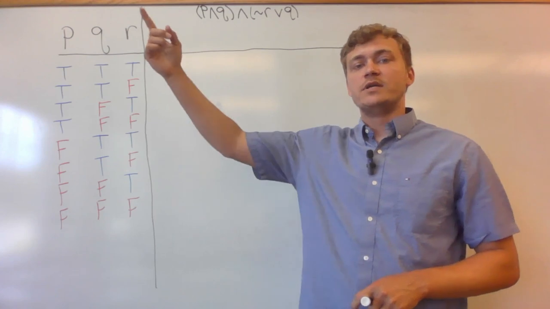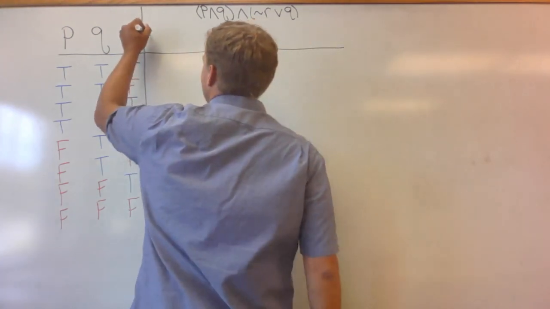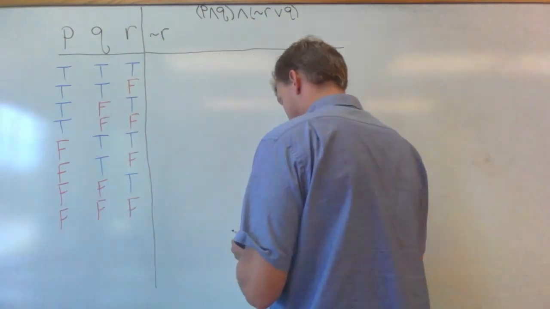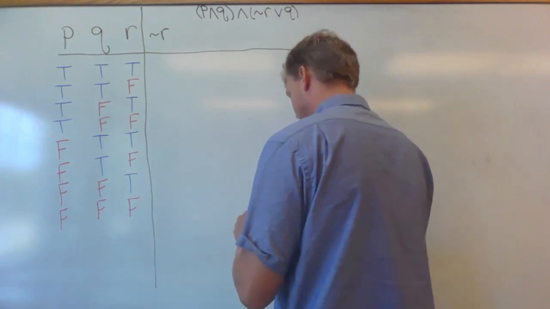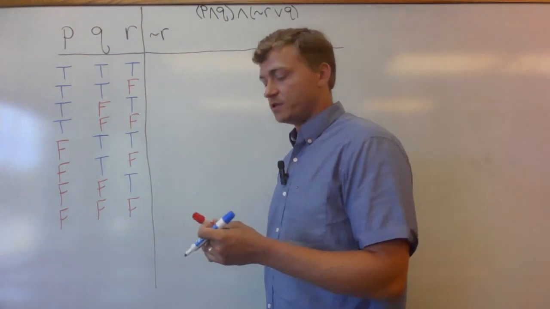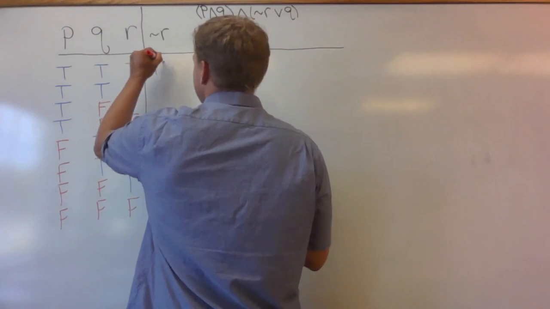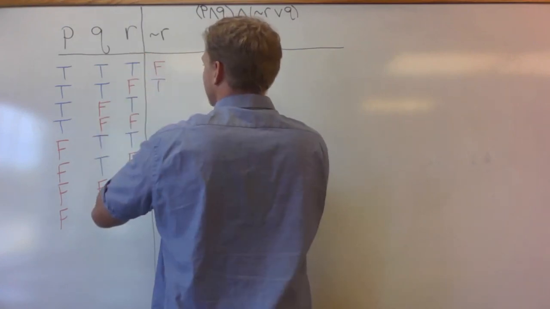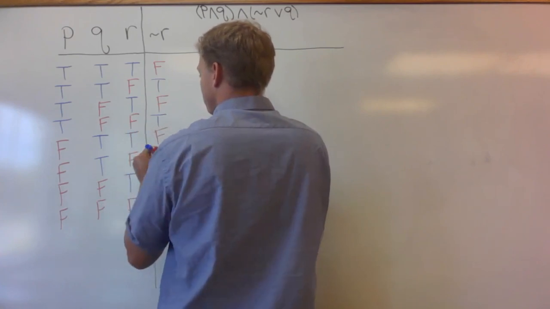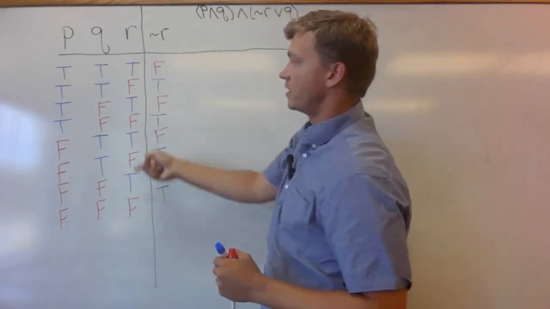Because not R is not listed as one of our columns, let's go ahead and create the not R column. I'll try to do my best on this example, but it might get a little daunting for me, so I'll try to color code this. To negate R, we're just switching true to false, false to true. So they're already alternating, and these are going to alternate again: false, true, false, true, false, true, false, true, just by negating this column here.